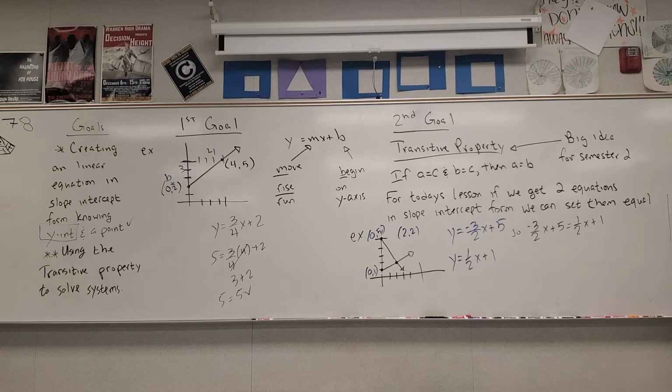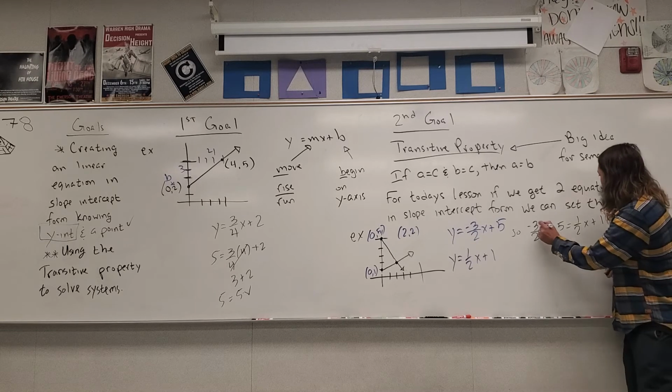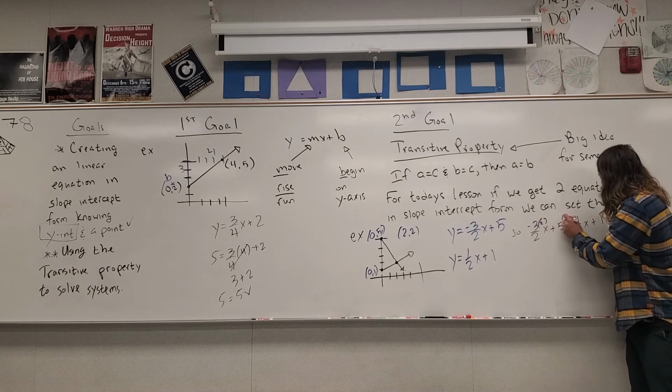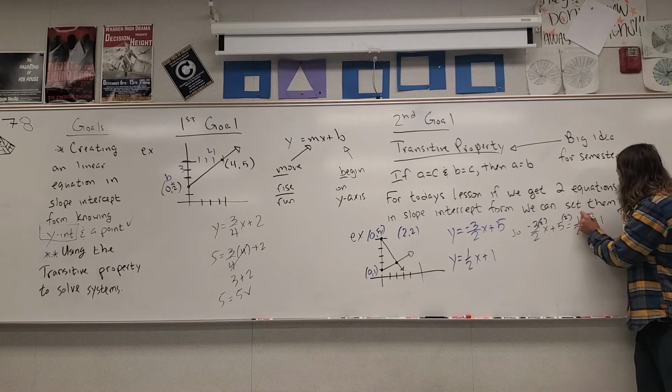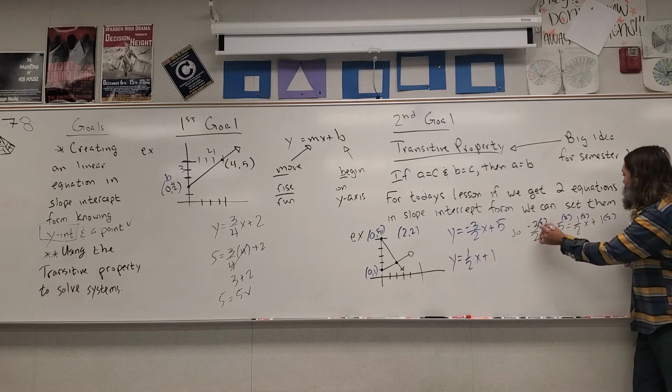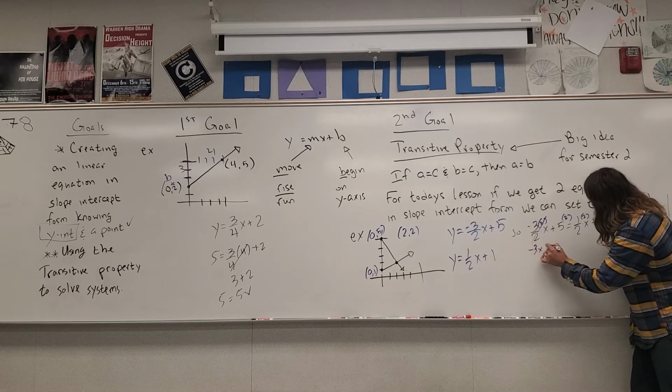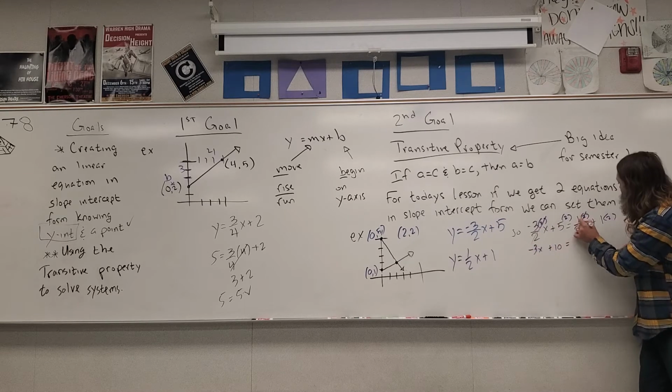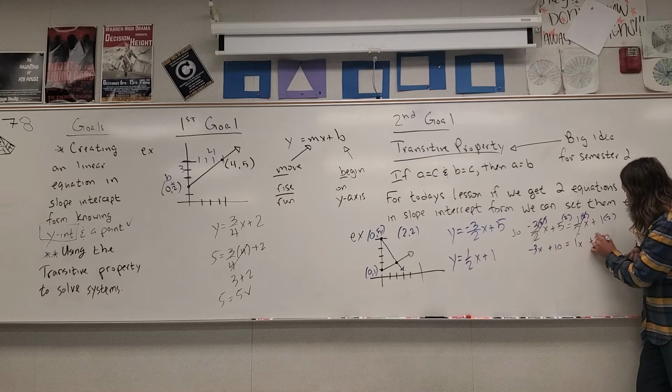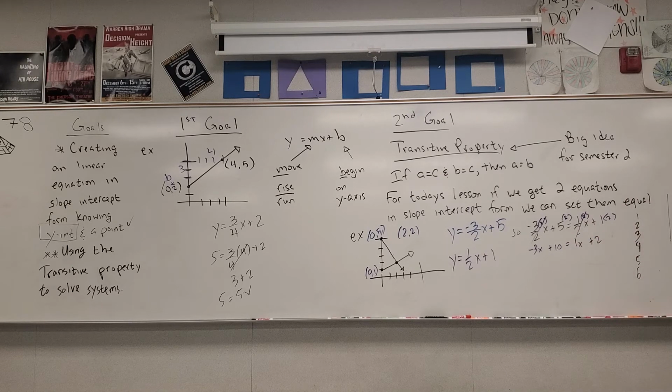So remember, we've got our 6 steps to solve, right? Eliminate fractions, distribute, combine like terms, get all variables to one side, add or subtract a weighted number, and divide a weighted number. So the first thing I'm going to do is eliminate a fraction. I'm going to multiply everybody by 2. You get a 2, you get a 2, you get a 2, and you get a 2. These 2's cancel. I'm left with -3x plus 10 equals 1x plus 2.